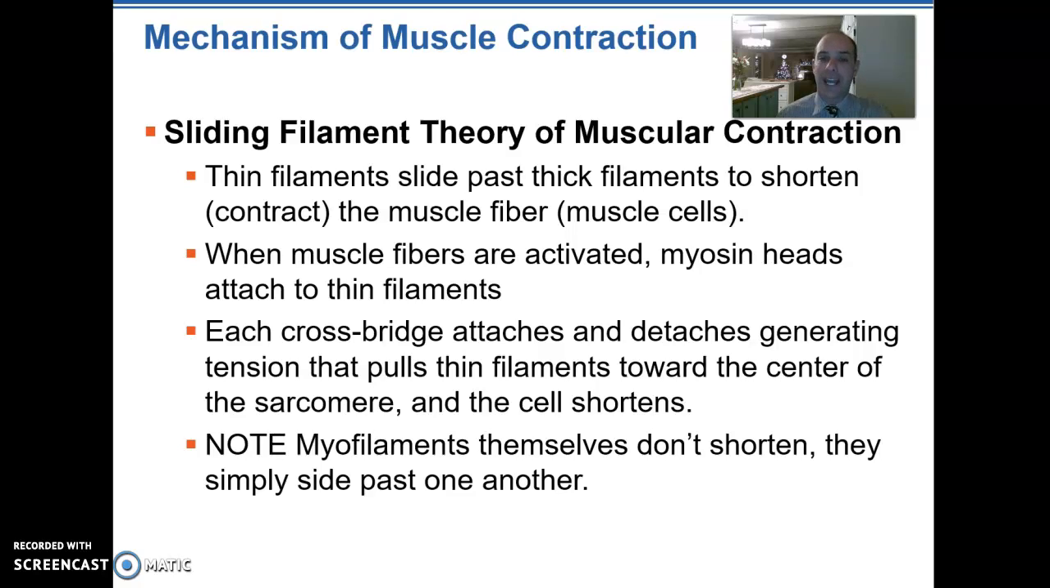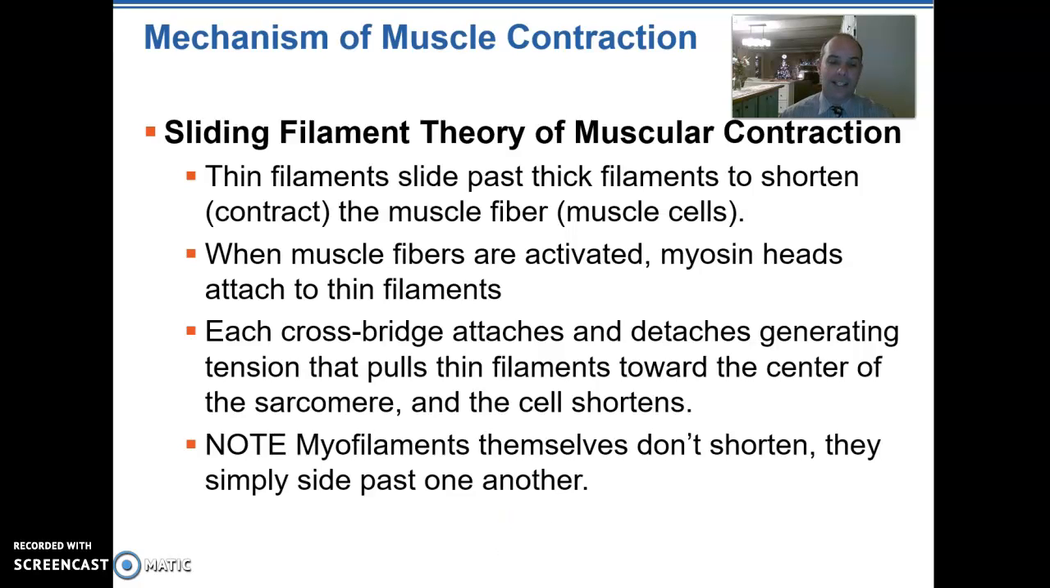You've heard of myosin ATPase, I hope, from regular bio. If you had me, you heard it. Each cross bridge, and I'll show you what those look like too, attaches and detaches, generating tension that pulls the thin filaments toward the center of what's called a sarcomere. It's very easy to mispronounce that and say sacromere because you want to flip the C and the R. It's called sarcomere, and the cell shortens.